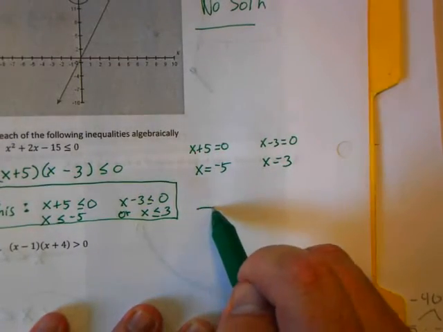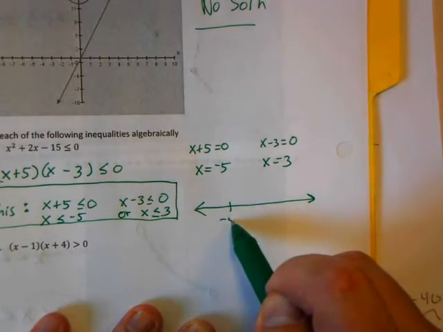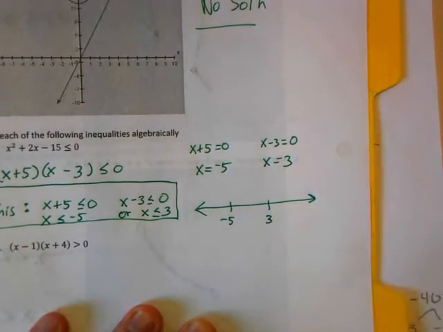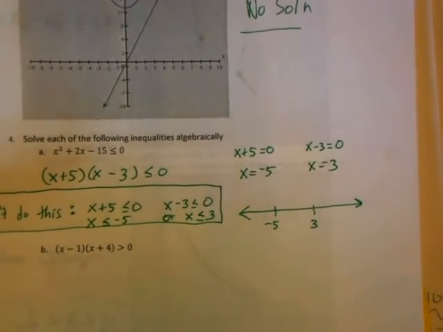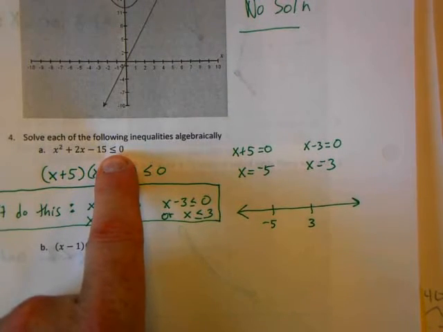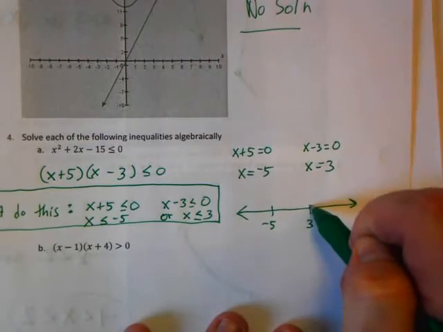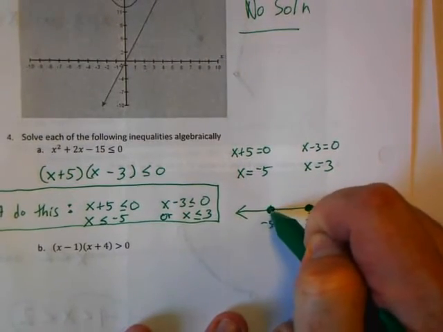We're going to draw ourselves a number line. And I'm going to mark negative 5 and I'm going to mark 3. At negative 5 and 3, should I put circles or should I put dots? Dots, because my original problem has the equal to in it, doesn't it? So I'm going to put dots there. A dot and a dot.